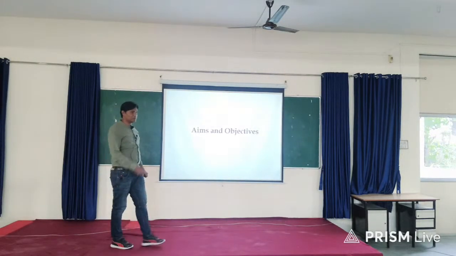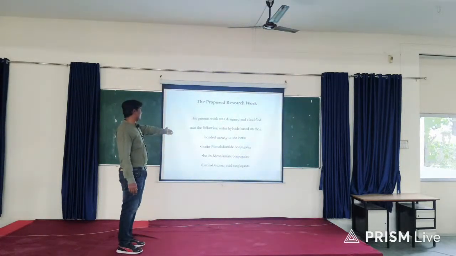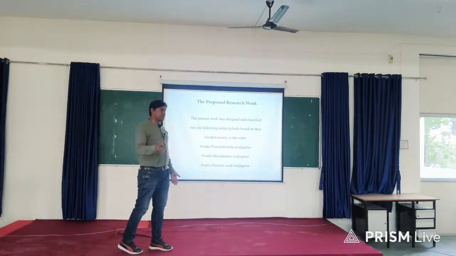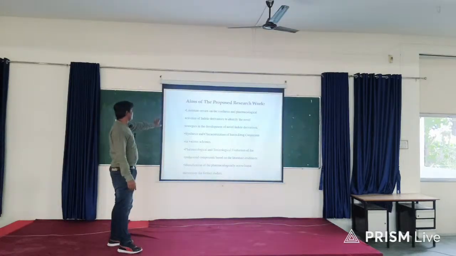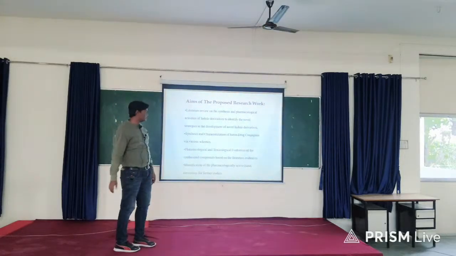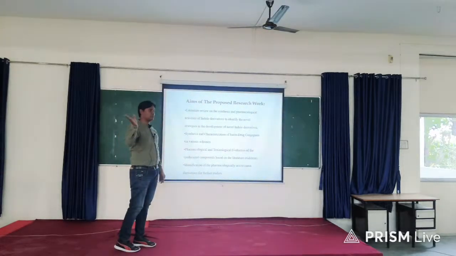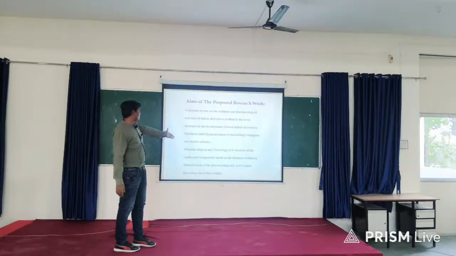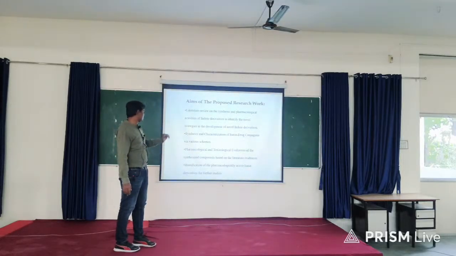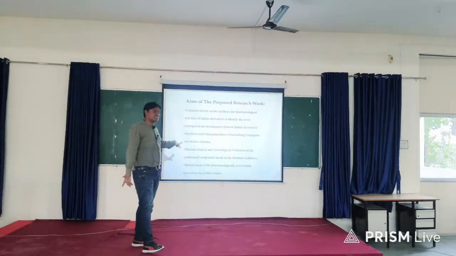Aims and objectives. Now comes the very important part, writing aims and objectives. Next. The present work was designed and classified into isatin pomalidomide conjugates, mesalamine, and benzoic acid conjugates, which we have prepared. Specific aims and objectives I will present in the next slide. So the first aim is a literature review on the synthesis and pharmacological activities of indole derivatives to identify novel strategies in the development of new indole derivatives. Second is synthesis and characterization of isatin drug conjugates, in that, 3 different types of conjugates. Next, pharmacological and toxicological evaluation of the synthesized compounds. Then identification of the pharmacologically active isatin derivatives for further studies. These are the simple objectives.